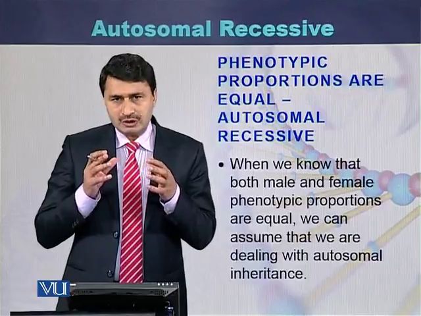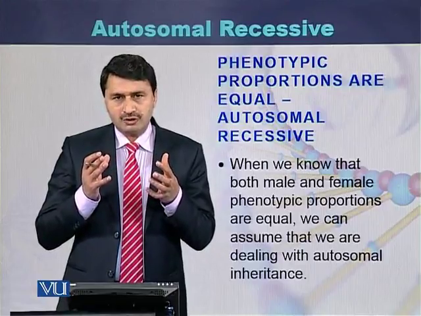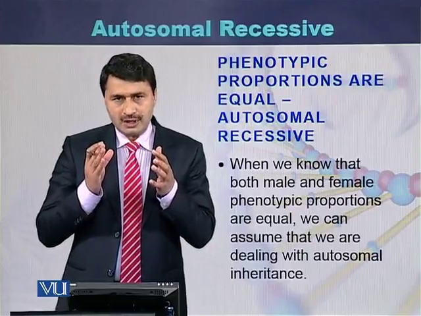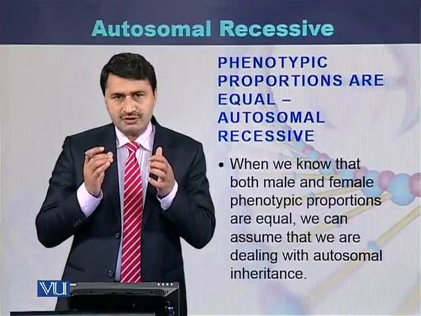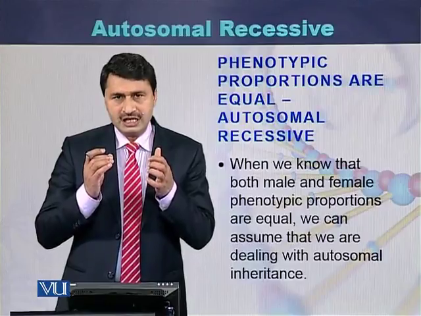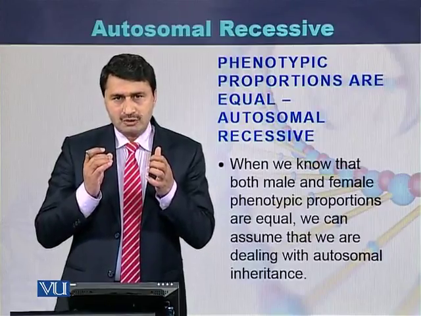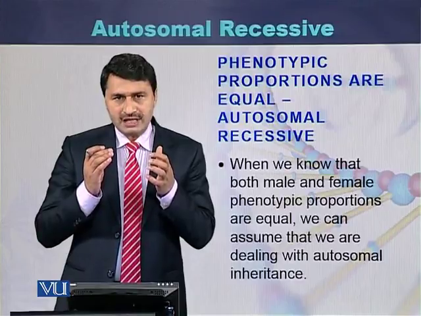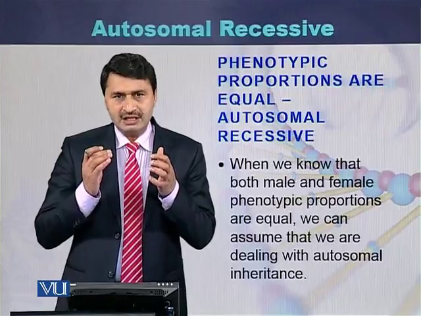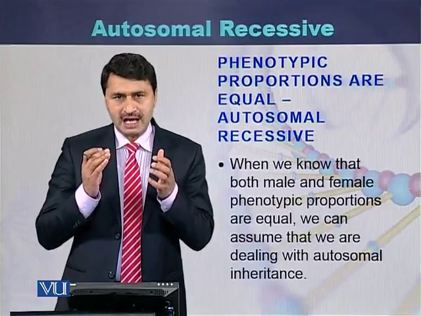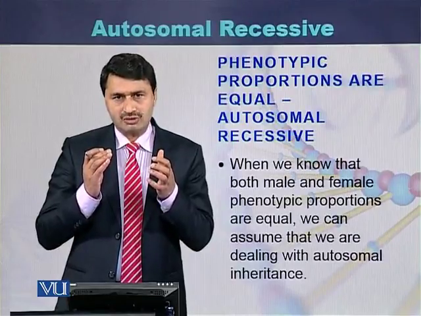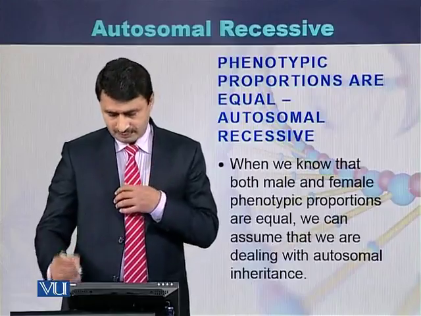Phenotypic proportions are usually seen as normal in both sexes, and both parents are phenotypically normal, but they have children. If we see the proportion between the male children and the female children, we see that the proportion is almost equal, and the pattern of inheritance is that the parents are unaffected and they have affected children. If we see such a pattern of inheritance, then we assume that the pattern of inheritance is autosomal recessive, or recessive.